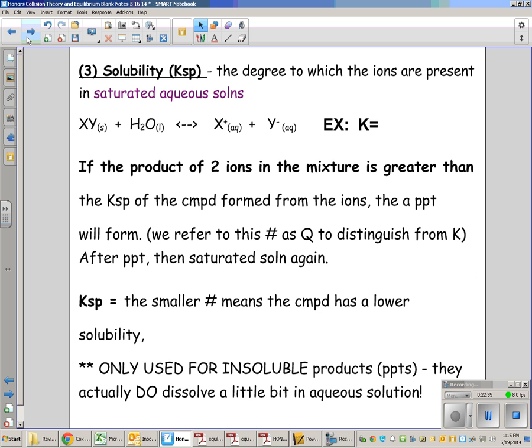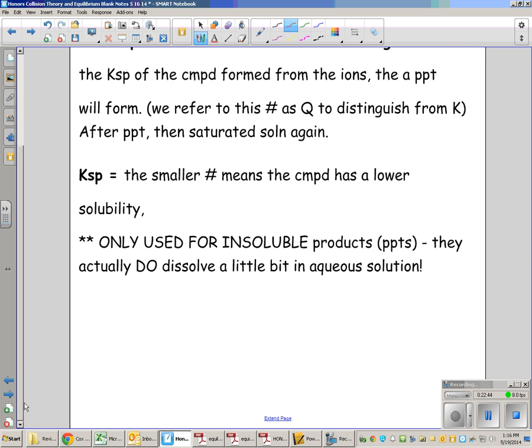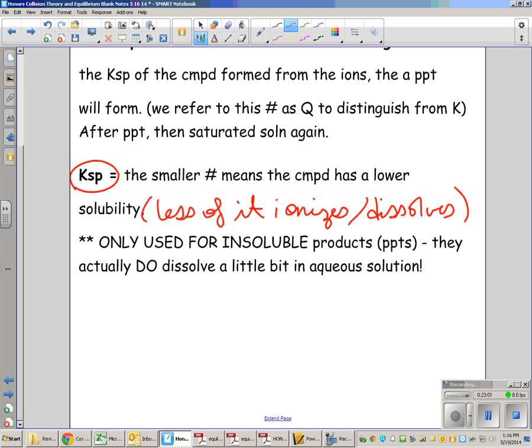Okay? So this is what I want you to write down, some of the keywords here on Ksp. What I was just telling you about was this right here. The smaller the Ksp number, the lower the solubility, meaning less of it ionizes or dissolves. So first maybe just write down that about Ksp and I'll scroll back up for you. This is the only slide of notes you're taking.